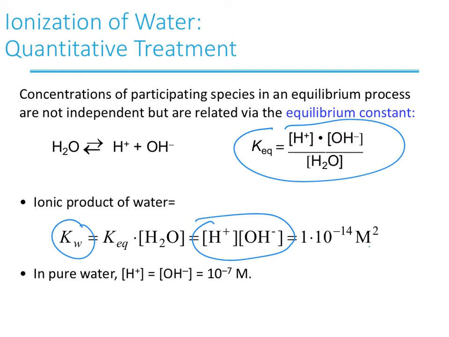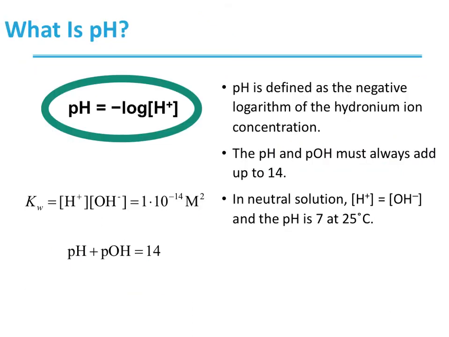M stands for molarity, which is a measurement of concentration, and that is the moles of the substance per liter of solution. In pure water, the hydronium and hydroxide concentrations will equal each other, and they will each be 10 to the minus 7 molar. So using the Kw equation, if you know either the hydronium or the hydroxide concentration, you can always figure out the other variable. The pH of a solution is the negative logarithm of the hydronium ion concentration.